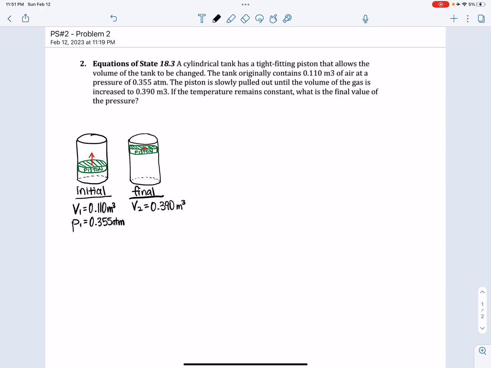And we were also told that the temperature remains constant, so this is an isothermal process. So T1 is equal to T2. So T2 is equal to T1, right? For that case, let's just call that T. So T1 equals T, T2 equals T, because they're the same temperature. Temperature does not change. And we're looking for P2, the final pressure.